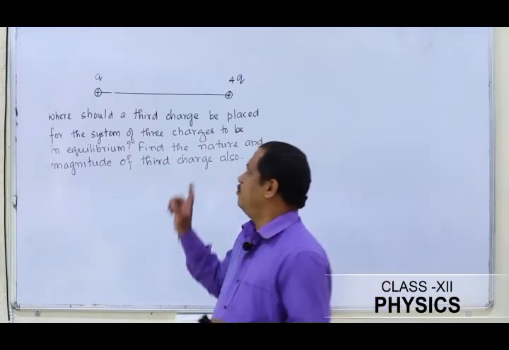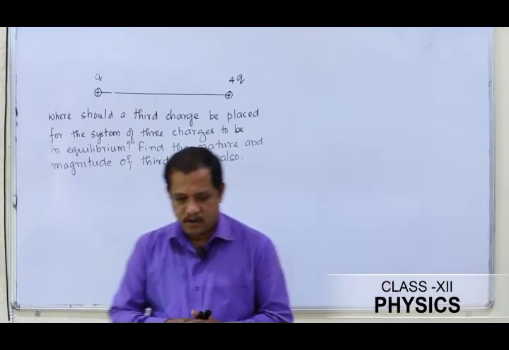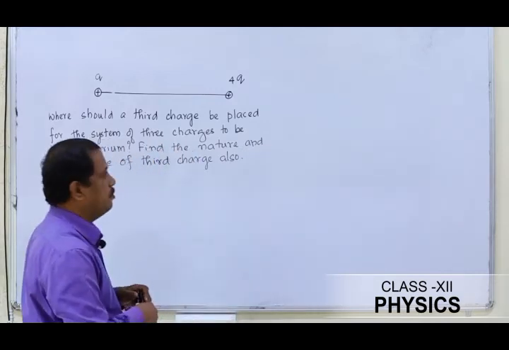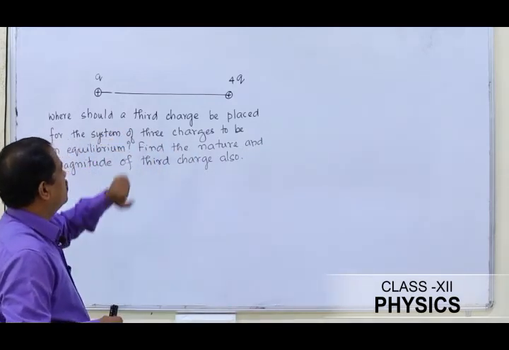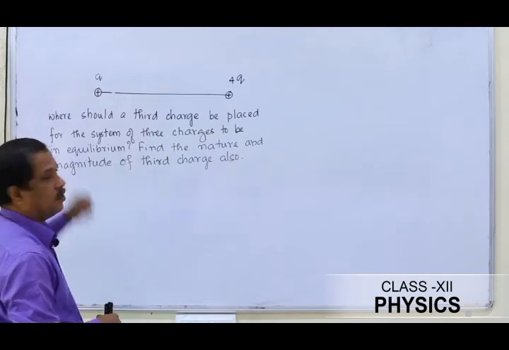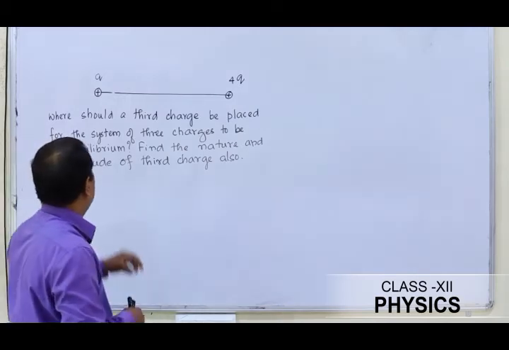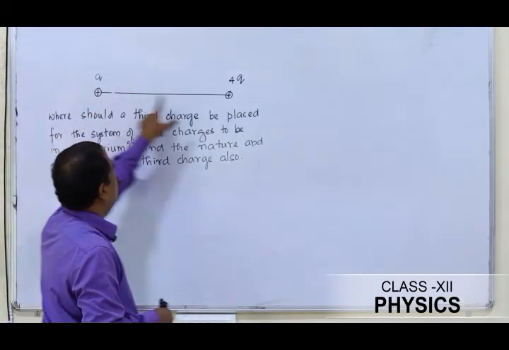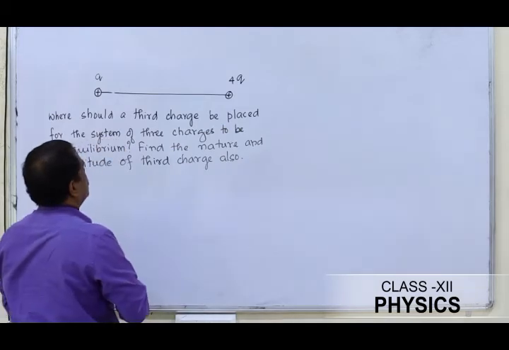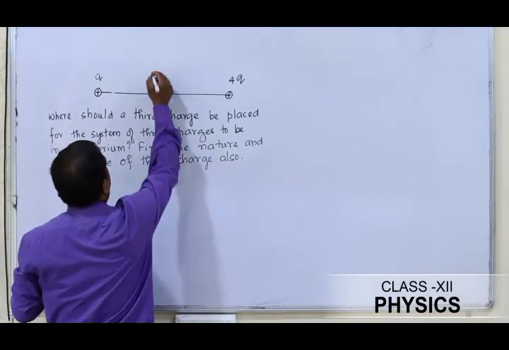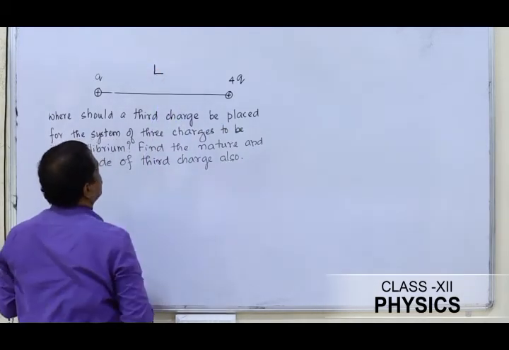This will be the last problem for dealing with the equilibrium of charges. This problem is quite different from the rest of the problems that we have solved. Here two charges I have, q and 4q. Let me say these two charges are separated by a distance of L.